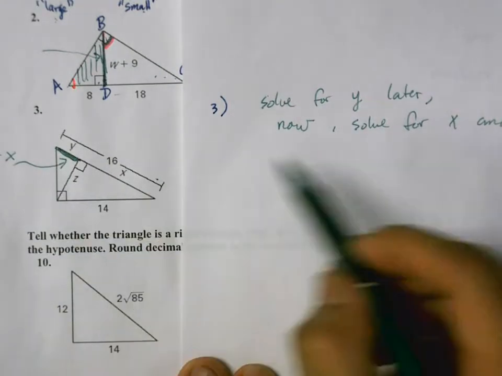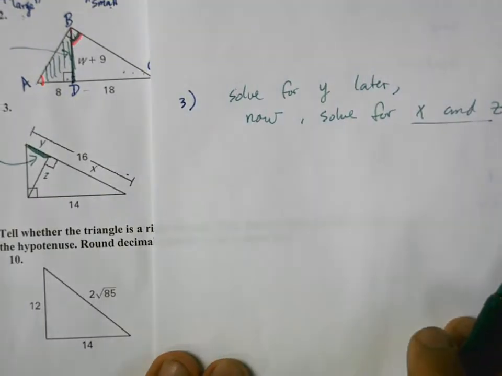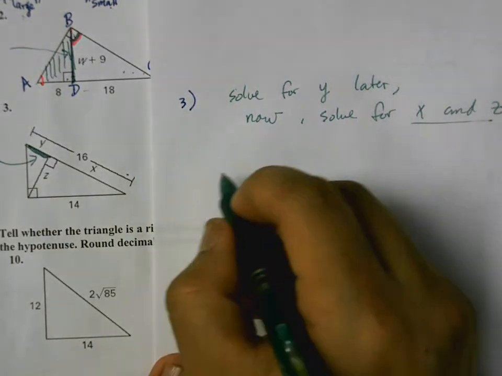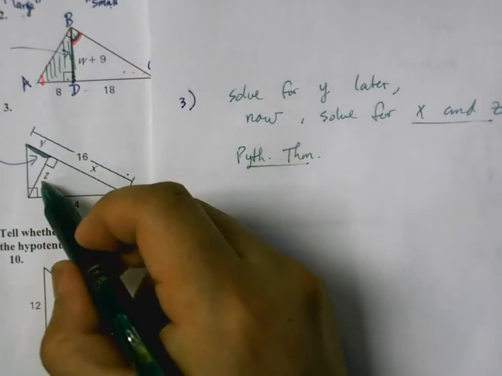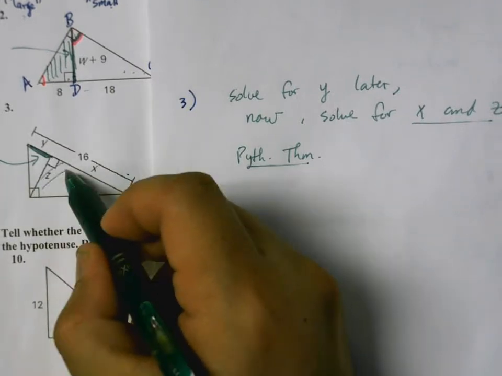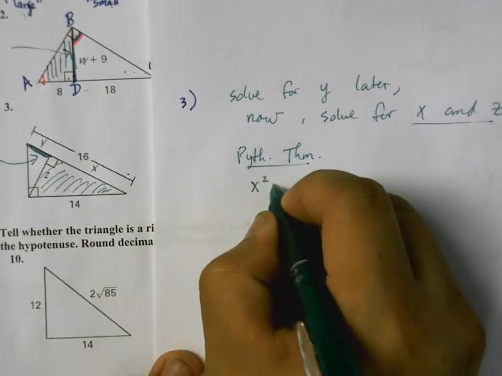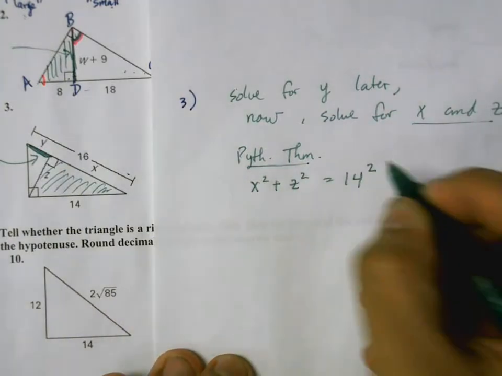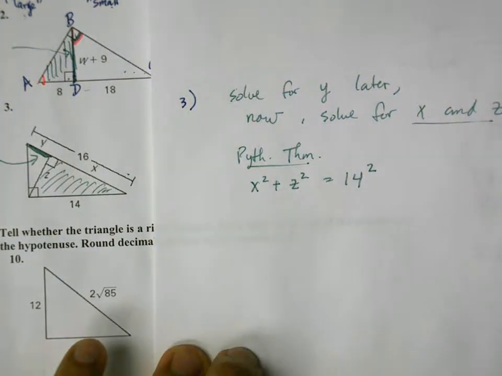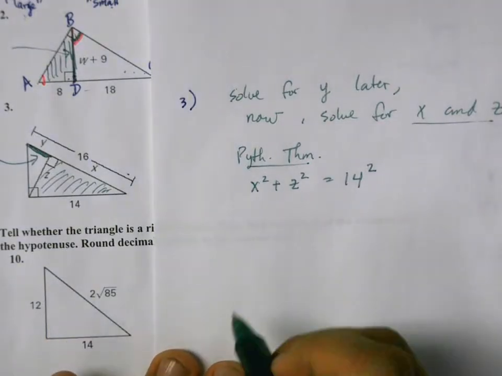Since there are two variables that we're trying to solve for, we're going to need two different equations. One equation is not going to be enough. So using the Pythagorean theorem on this triangle alone, we can see that x squared plus z squared is equal to 14 squared. So that's something very useful that we're going to apply later.